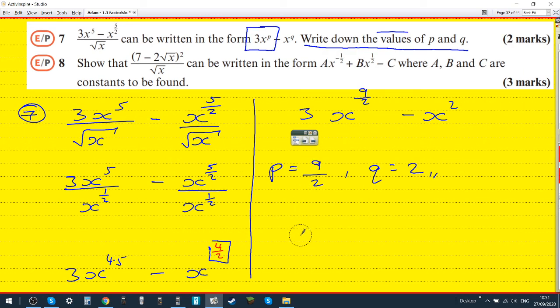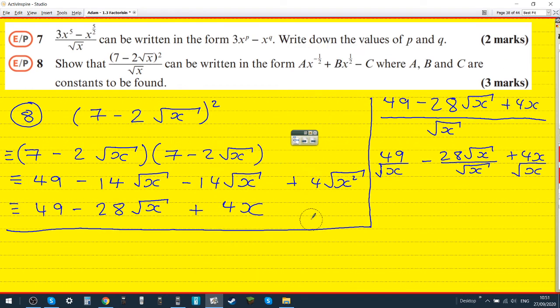Similar to this one. Oh yeah. So it would be 49 over x to the power of a half, right? And then everything is x to the power of a half, including this one on the top. Anything square root is to the power of a half. This last one, 4x, doesn't have a square root, so it stays the same, over x to the power of a half.